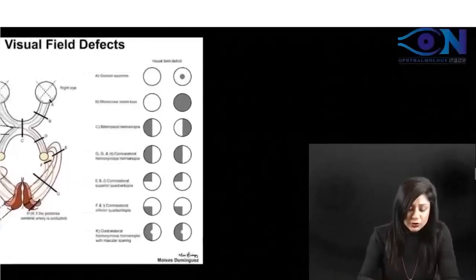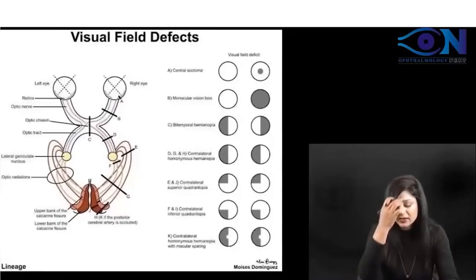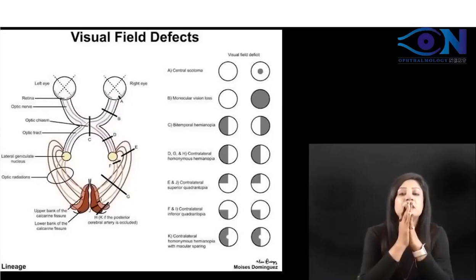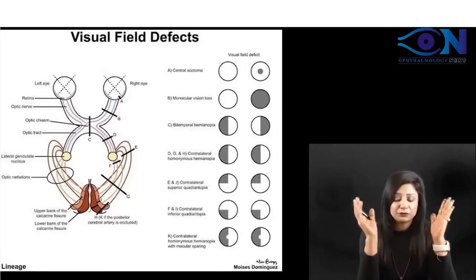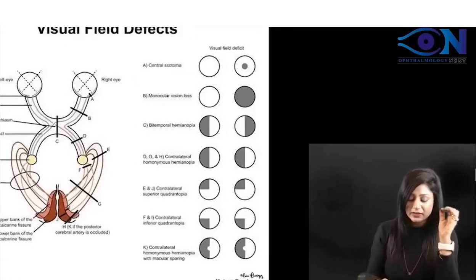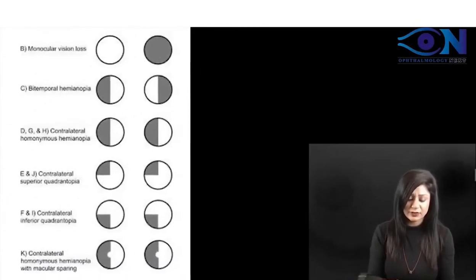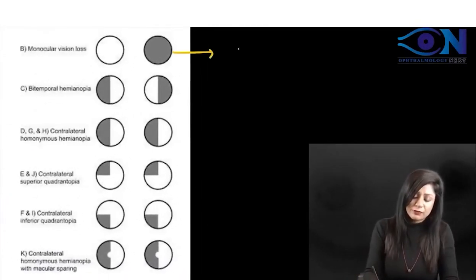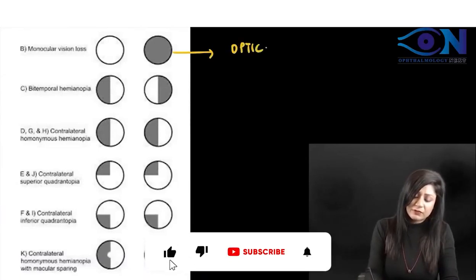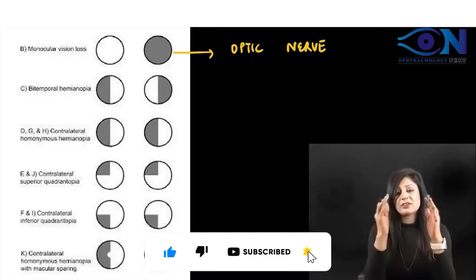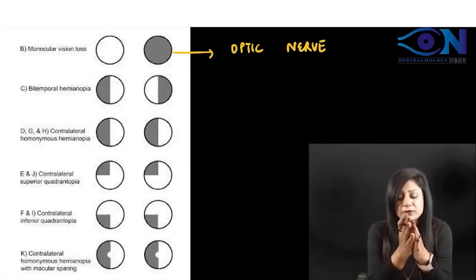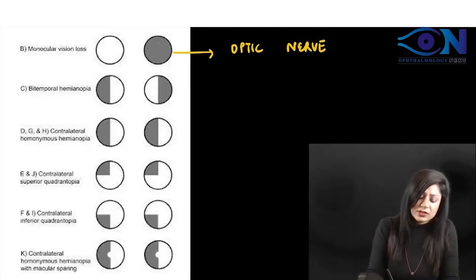So these are the visual pathway defects. Now though you have read visual pathway defects so many times, we can still get a quick recap of all these defects. Whenever we have a defect in the optic nerve, we have total blindness on the side of the lesion, and there is normal vision on the other side. So there is total blindness here while we have normal vision here.